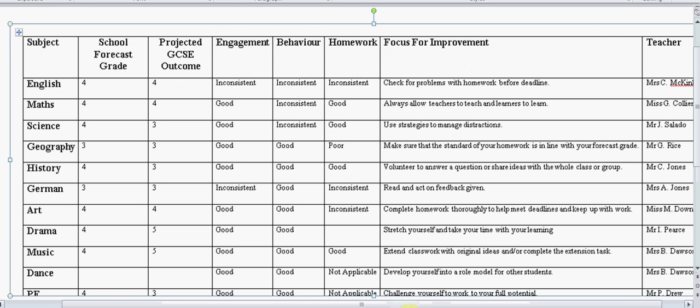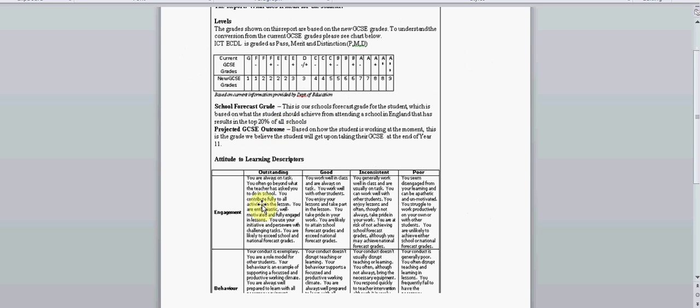The back of the report then has those descriptors. What does it mean to be outstanding for engagement? What does it mean to be outstanding for behaviour and for homework? And similarly for good, inconsistent and poor. It's probably best that you read those off a paper copy of the report rather than try and zoom in and read them off here.